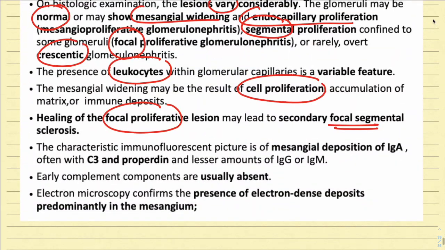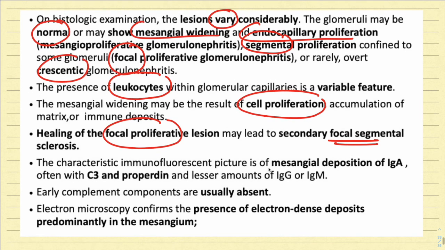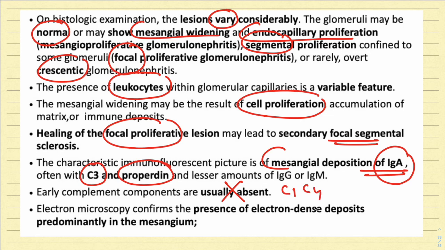Okay, so as you can see, this is an immune complex disorder. The characteristic immunofluorescent picture is a mesangial deposition of immunoglobulin A. Along with that, the components of the alternate pathway, C3 and properdin, are also deposited. Early complement components are absent. That means the classical complement pathway components C1 and C4 are absent. Electron microscopy will show classical deposition of electron dense deposits predominantly in the mesangium.